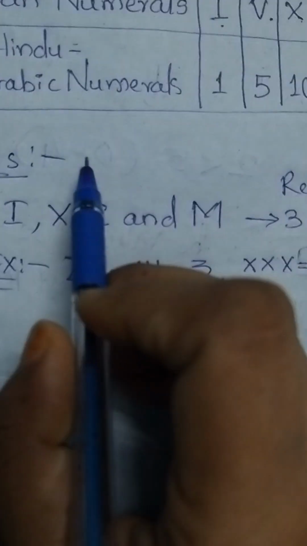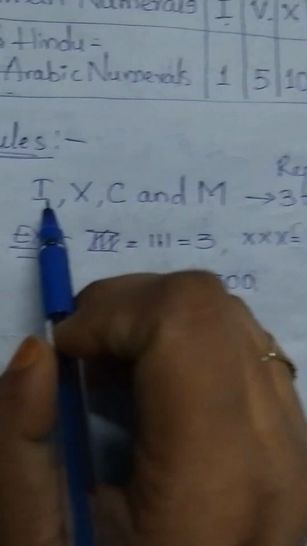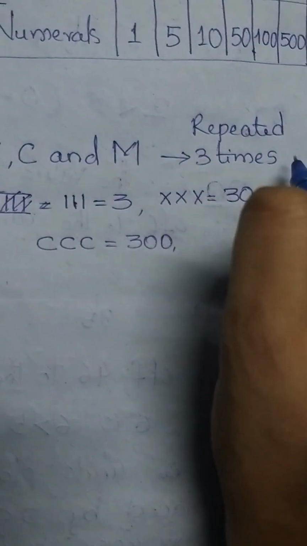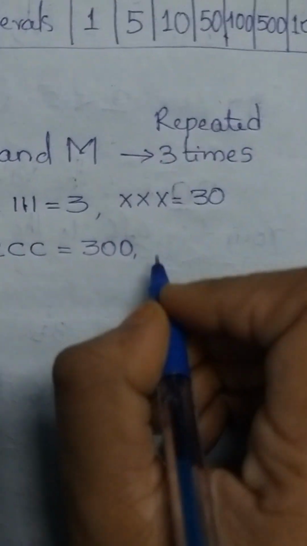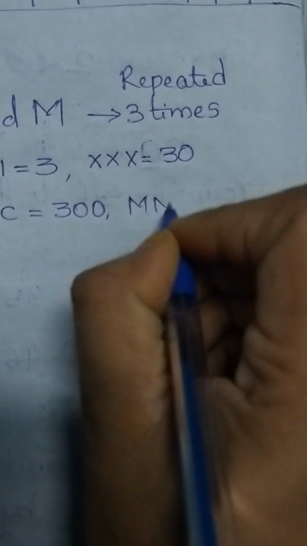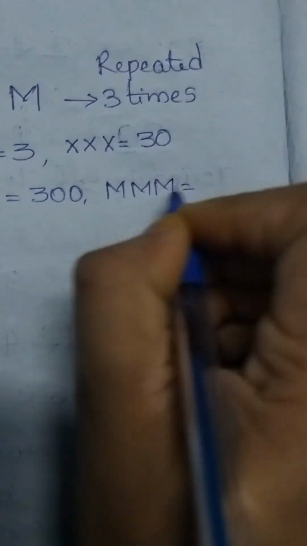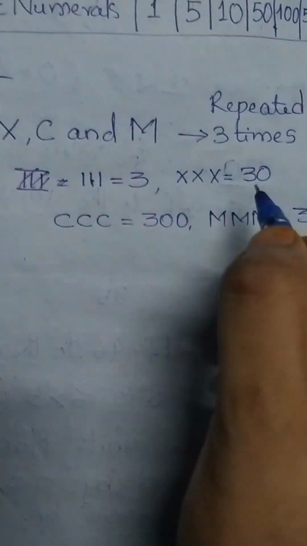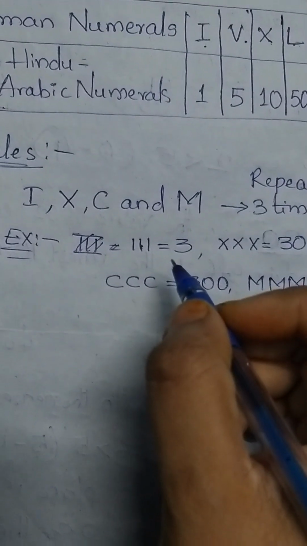Now this M I will show. First rule: I, X, C, M are repeated a maximum of 3 times. For example, M M M, then what will you write? M value is 1000, so 1000 plus 1000 plus 1000. How much, children? 3000. This way we have to write Roman numerals as Hindu Arabic numerals.